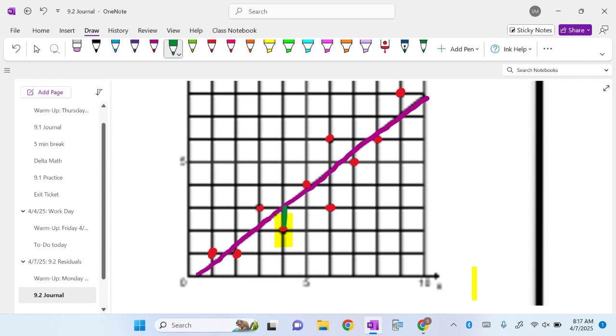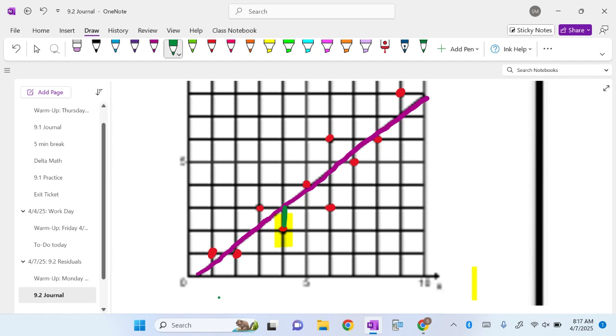Now, how far away is that point from the line? How many units does it look like it is? 1. Now, let me ask you this. Do you think that it's going to be a positive 1 or a negative 1? Negative. Why do you think? It's below the line. So residuals can be positive and negative. However, above the line is positive, below the line it's negative.